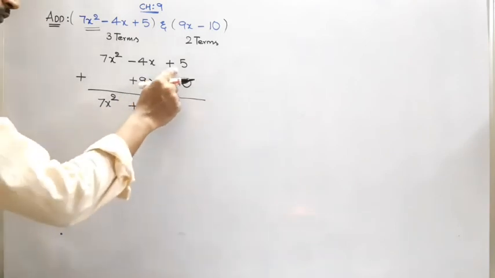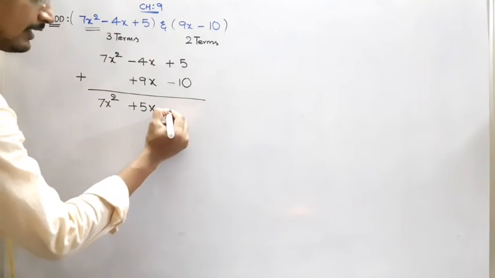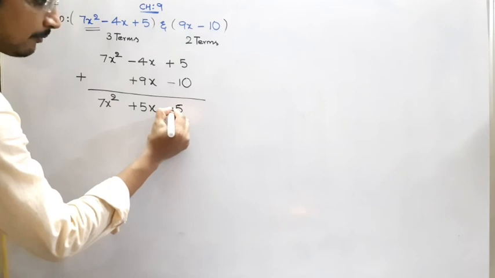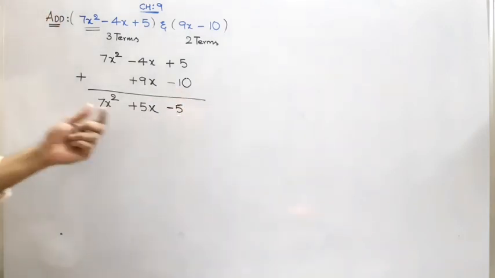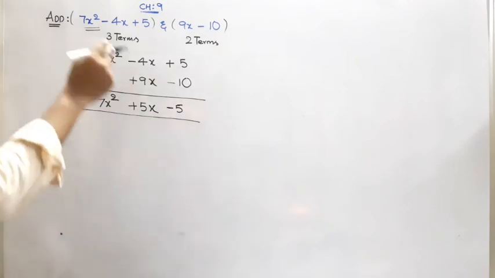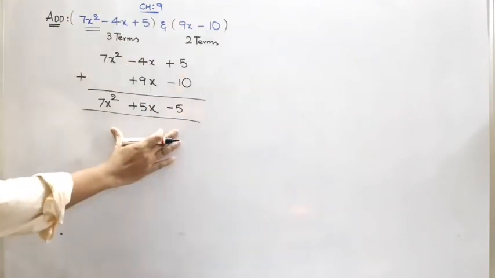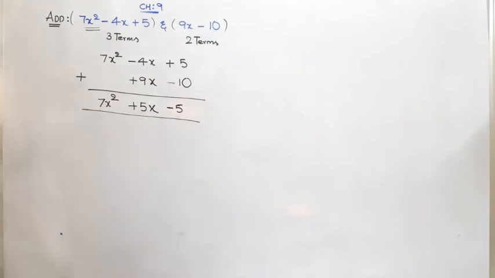Next, plus 5 minus 10. When they are of opposite sign, we'll subtract, so that we'll get 5. And 10 is having minus, so minus 5. So upon adding the algebraic expressions 7x square minus 4x plus 5 and 9x minus 10, we got 7x square plus 5x minus 5. This is about addition. Now let us check subtraction.